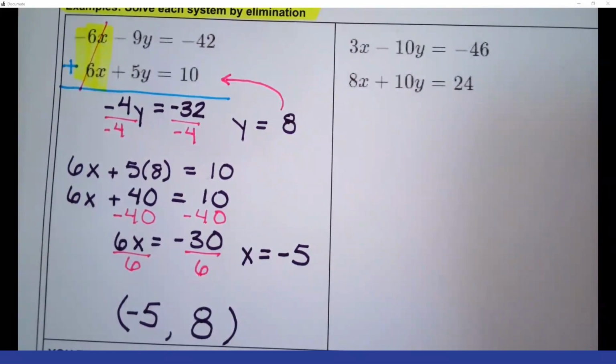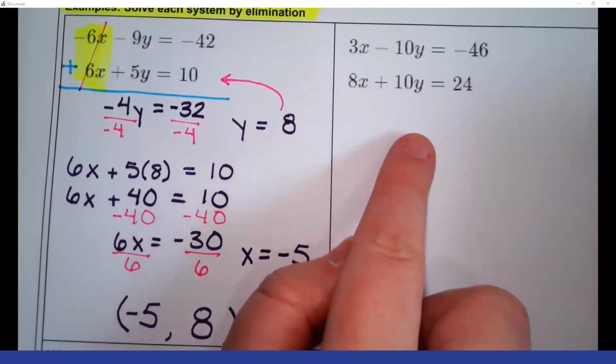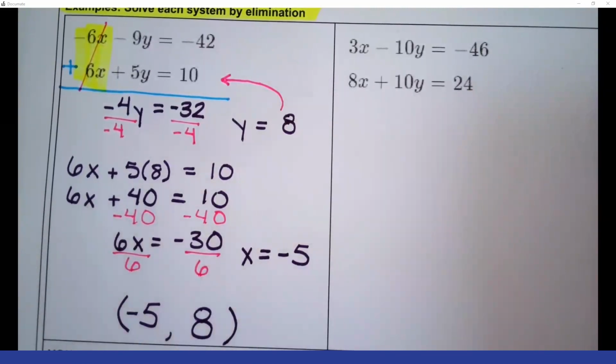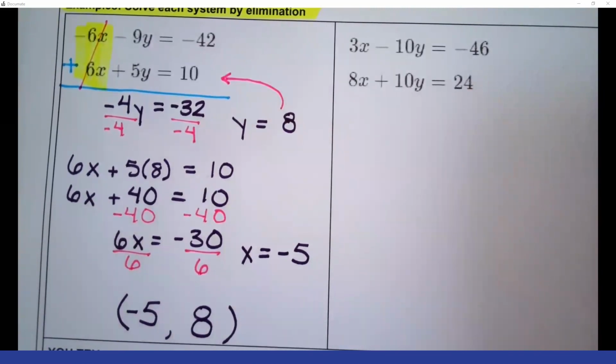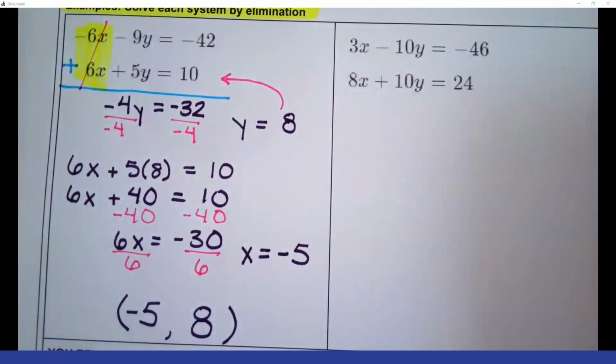So I'm going to pause here. If you have any questions, type into the chat. As I said, we're going to do this one together, and then the third one I have, you guys are going to do on your own.